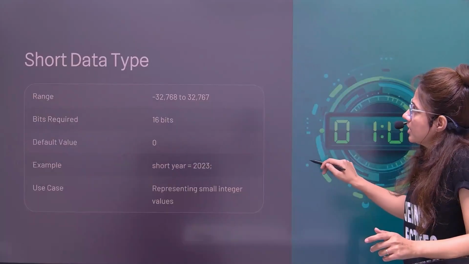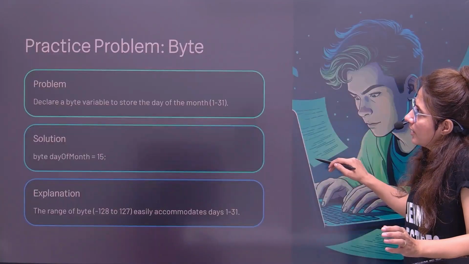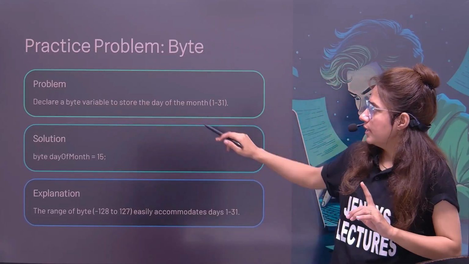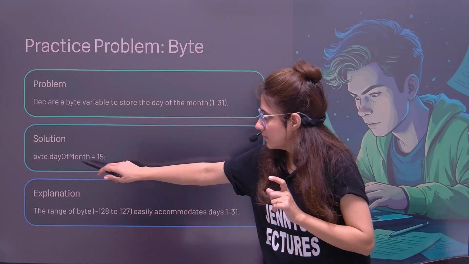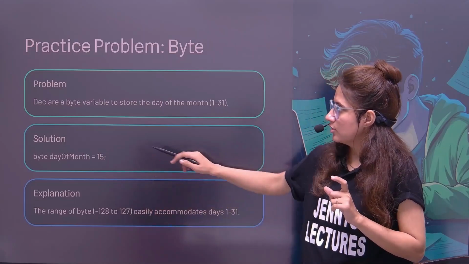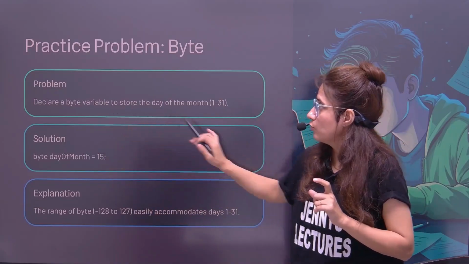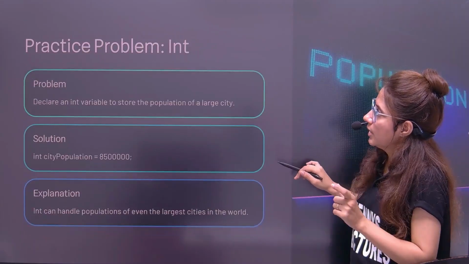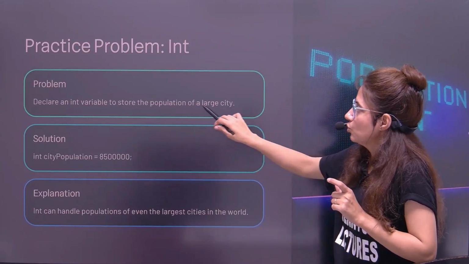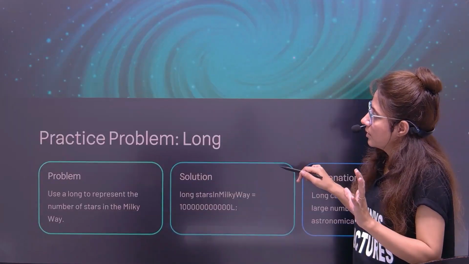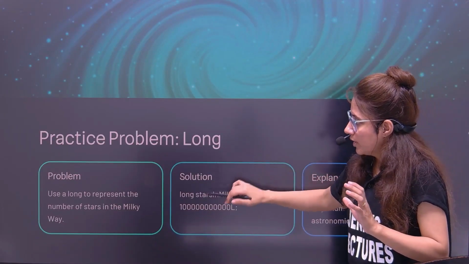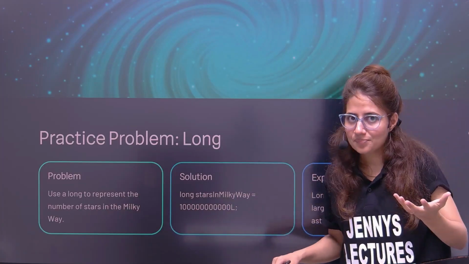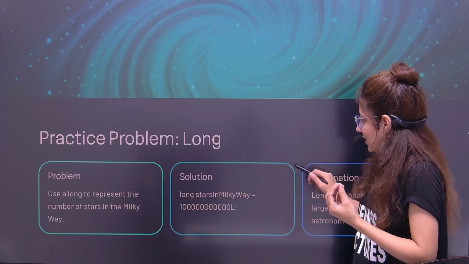So we have already discussed the data types, their range and everything, right? And this is the practice problem for you. Declare a byte variable to store the day of a month. Then the solution is this. You can see the explanation and the solution, but before seeing the solution, you have to declare a variable. Same, declare a variable of type short to store the current year. And for int, declare an int variable to store the population of a large city. The practice problem for long is to use a long to represent the number of stars in the Milky Way, or any practice exercise you can take.